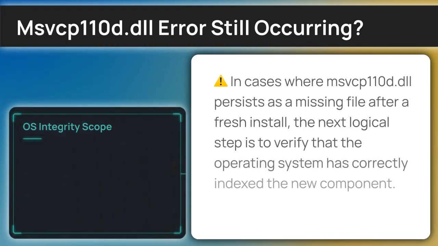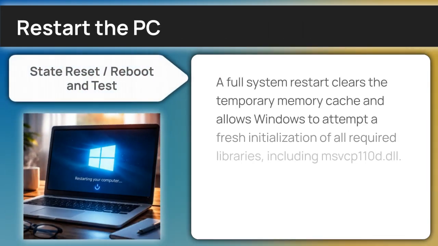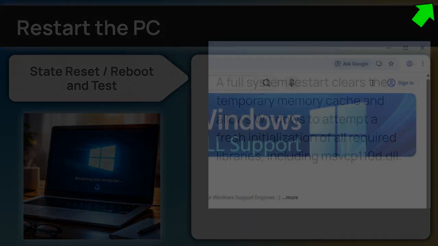When the primary installation path fails, a more surgical approach to checking your system's environmental variables is required. A standard reboot clears out temporary memory conflicts and gives the Windows loader another chance to properly register the Msvcp110 debug component during startup.